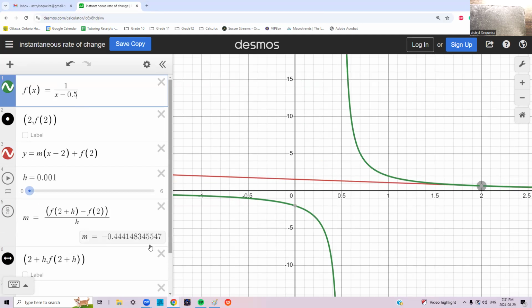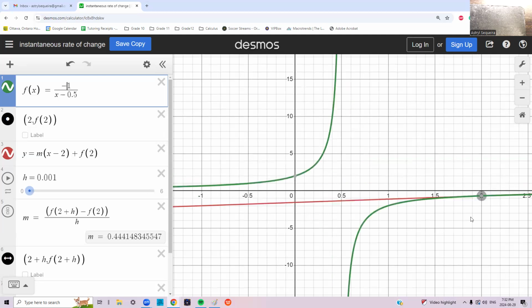But if you look at the IROC here, my IROC is negative, which is not great because the first thing I want to do is make my IROC positive over here. So in order to make my IROC positive, I have to make this a reflection in the x-axis, because that's the only way it's going to work.